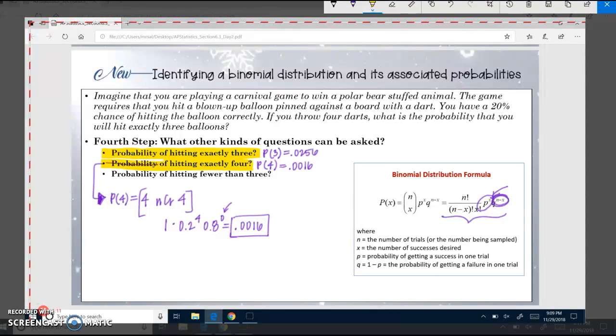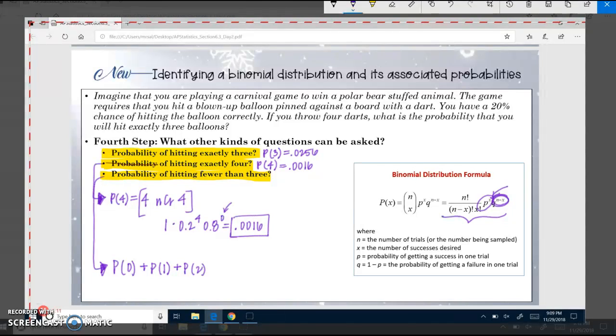Now the last one that we have to answer is the probability of hitting fewer than 3. So there are 2 different ways to answer this question. One of the ways I can answer the different probabilities of hitting fewer than 3 balloons is that I could find the probability of hitting 0 balloons, and then add that to the probability of hitting just 1 balloon, and then add that to the probability of hitting 2 balloons. And I could add those values up and see what I get. That wouldn't be too hard, but it would involve 3 more additional binomial calculations beyond what we've already done.